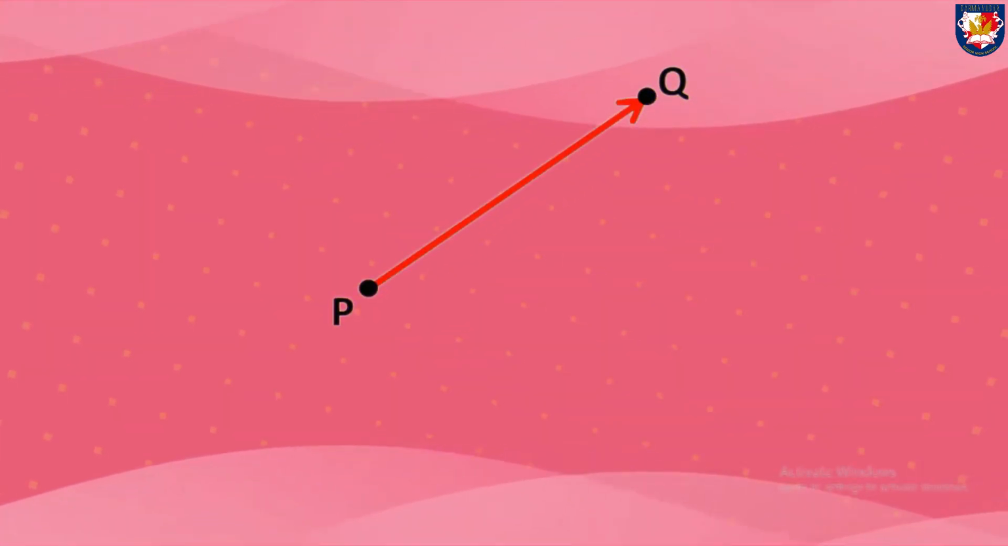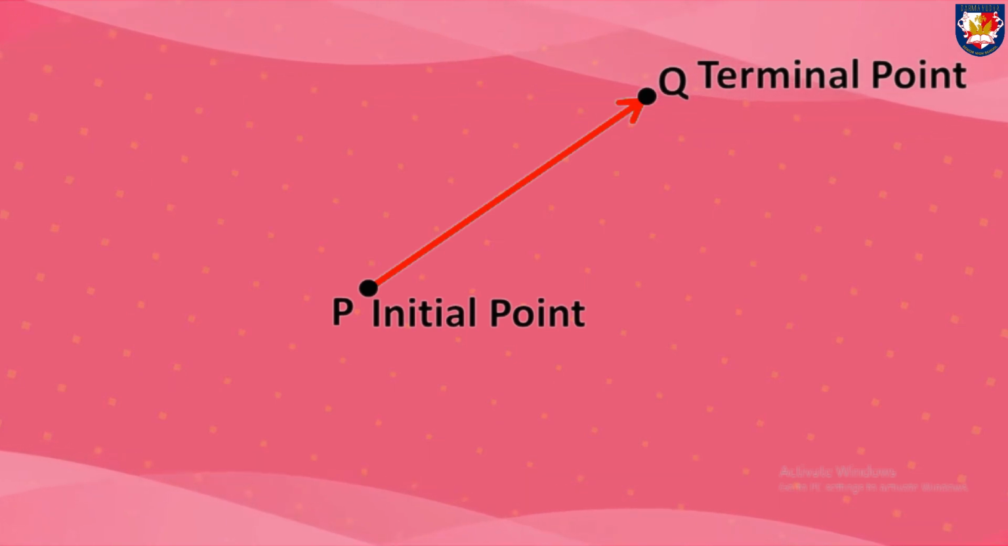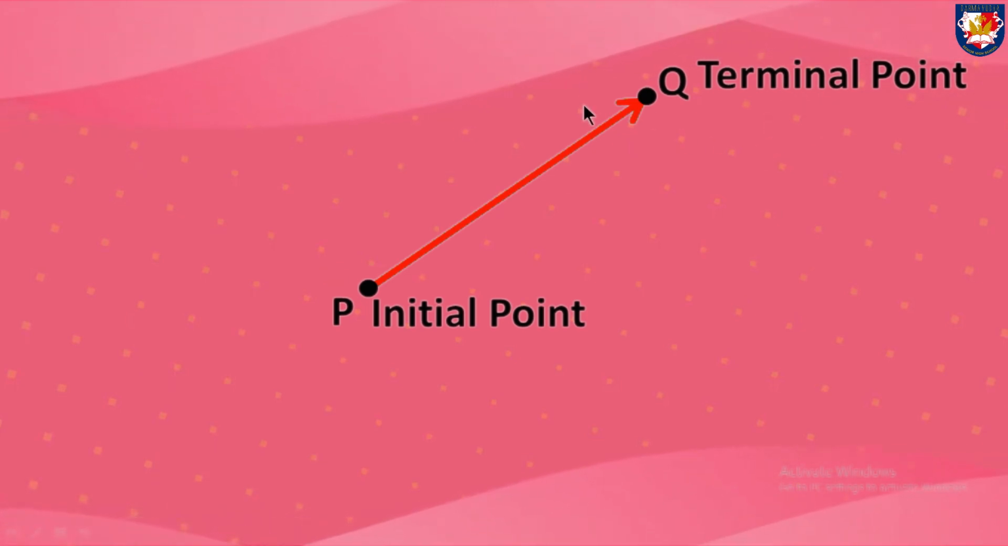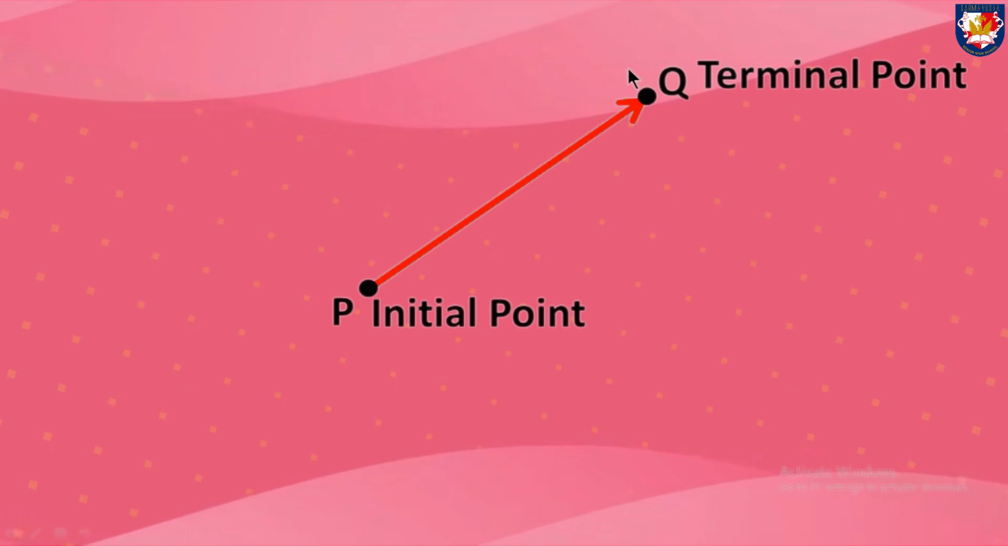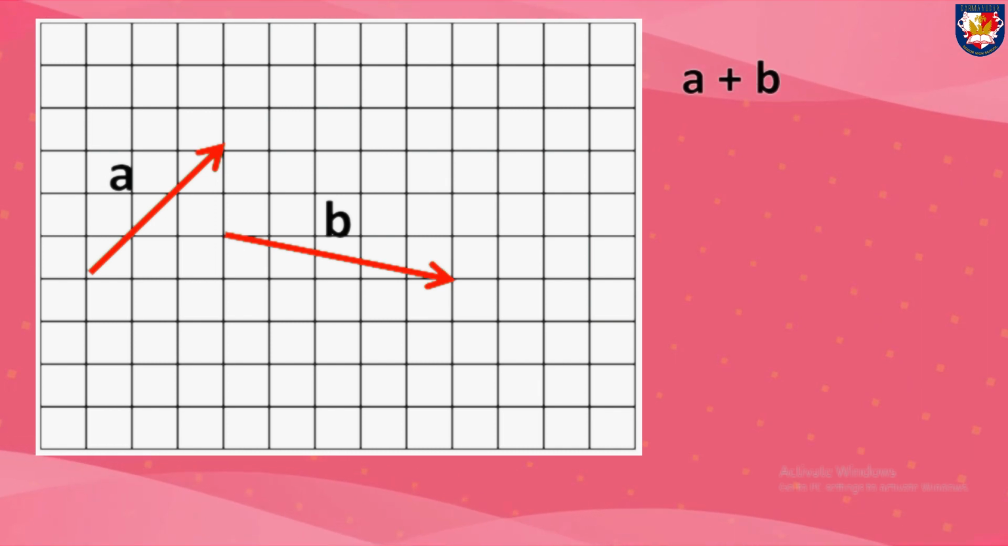If there is a factor PQ, where P is what you call the initial point and Q is the terminal point. The initial point is the point where the factors start and the terminal point is the point where the factors end. So how do we find addition of factors? There are factor A and factor B. How do we find factor A plus factor B?